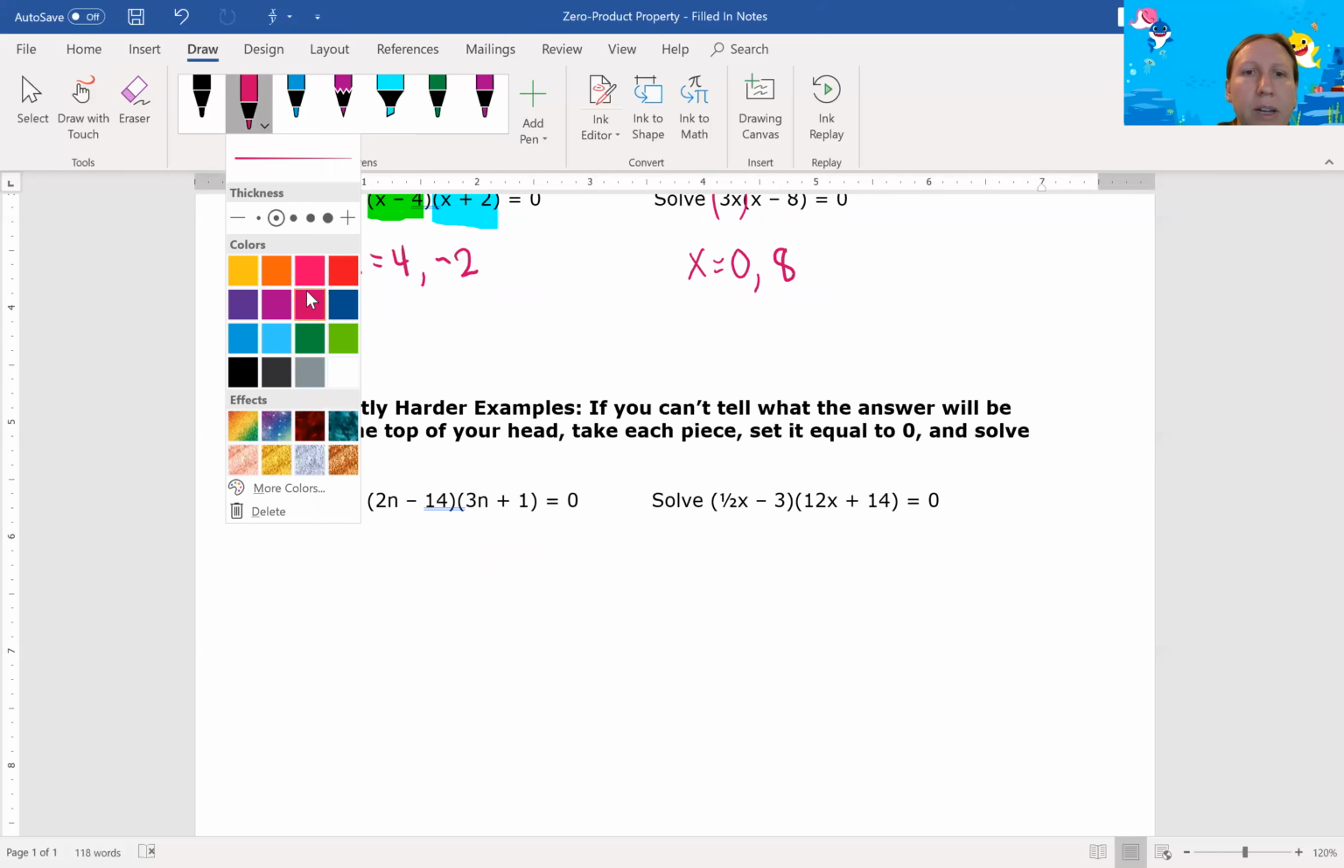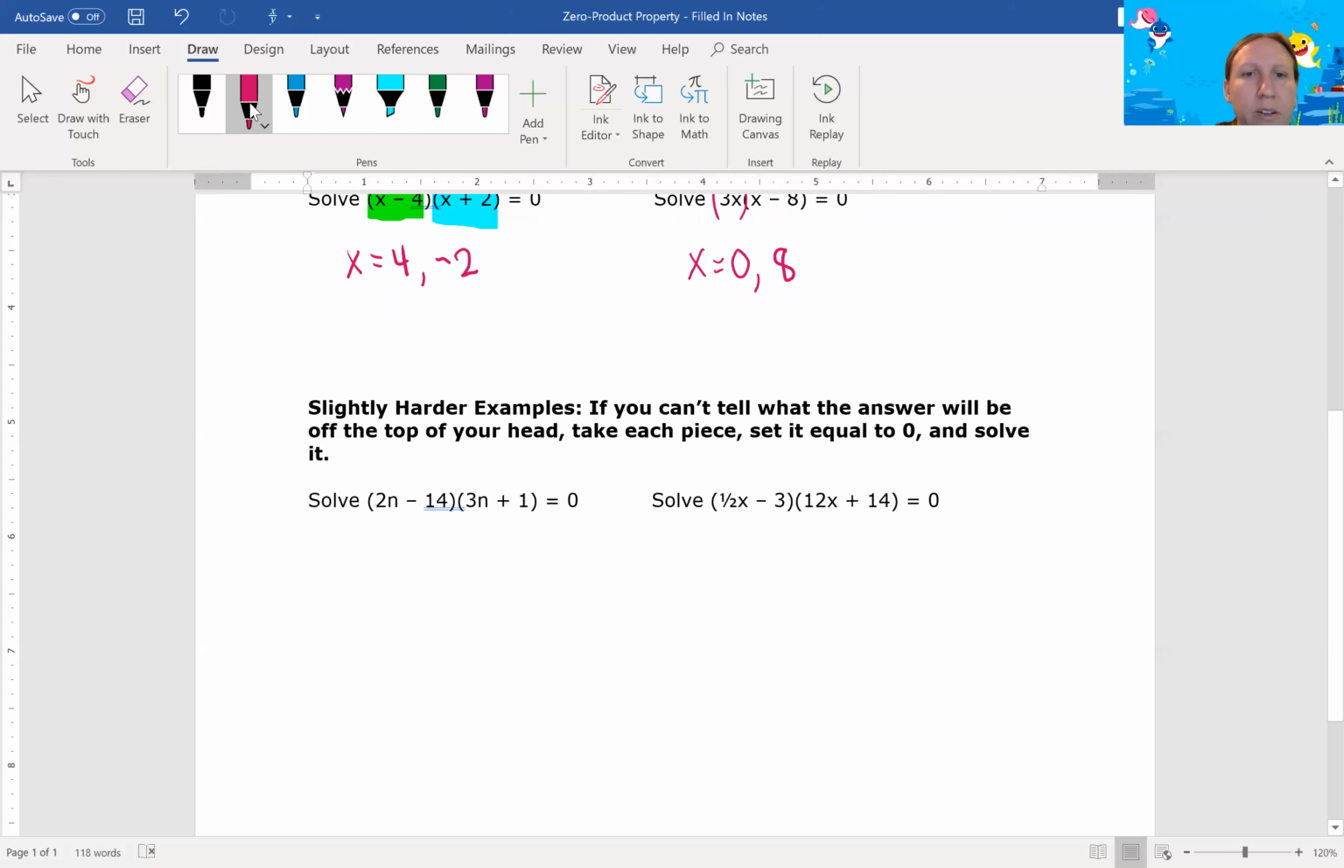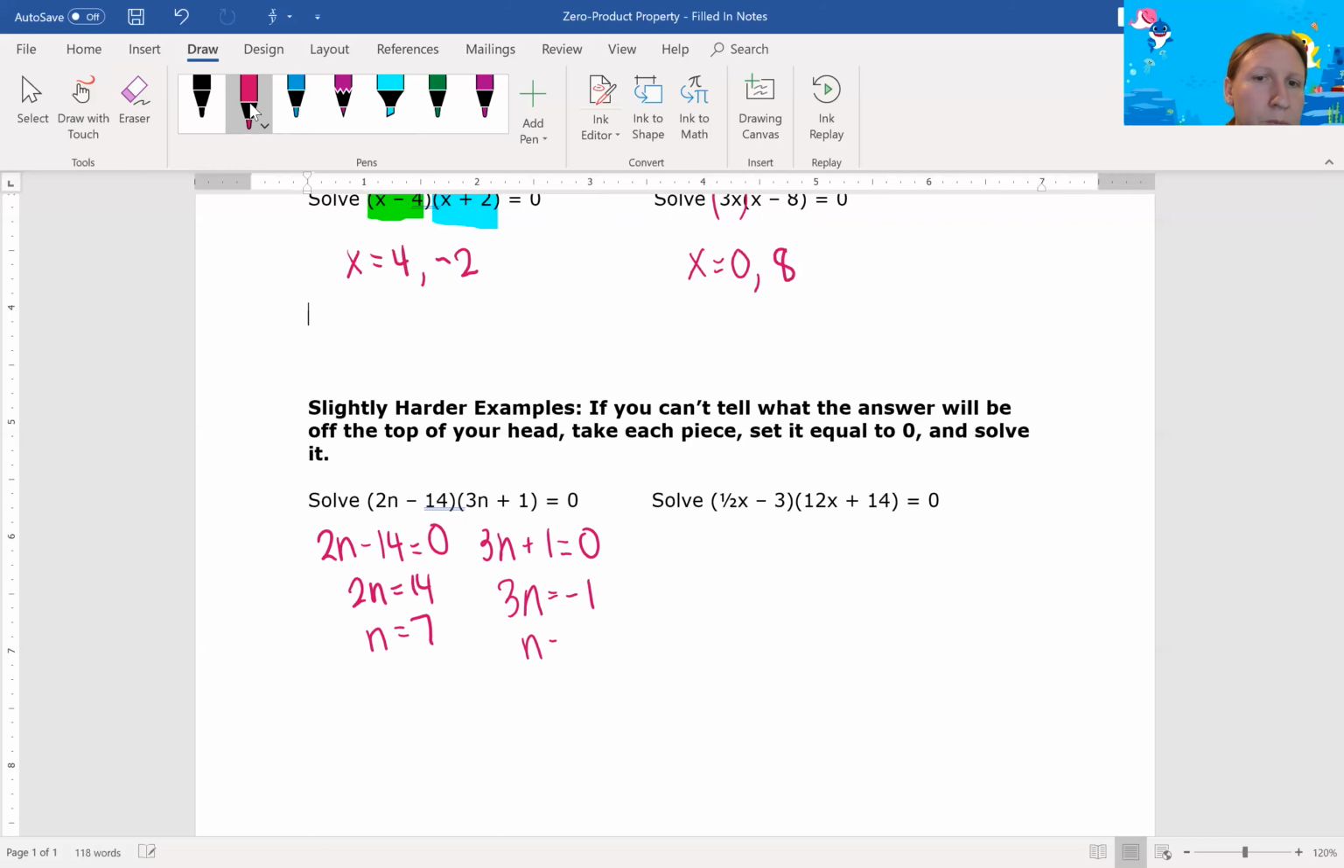So let's do 2n minus 14 times 3n plus 1. If I want this piece to be 0, and I can't tell off the top of my head what it should be, I'm just going to say 2n minus 14 equals 0, and I'm going to solve it. So add 14 to both sides, and divide both sides by 2. We get n equals 7. For this one, 3n plus 1 would be 0. We'd subtract 1 from both sides. 3n equals negative 1, and n is negative 1/3.